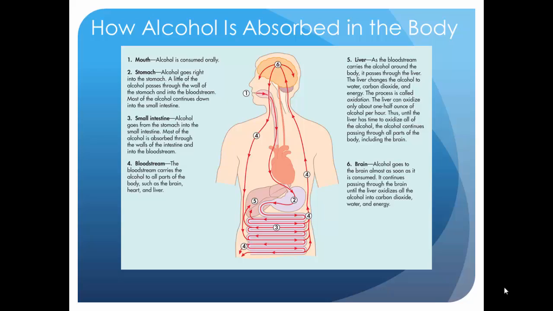A little on alcohol absorption. So first we take it in orally. It goes down the esophagus into the stomach. A little goes from the stomach into the bloodstream, but most of it continues on into the small intestine, where it then goes through the wall of the intestine and into the bloodstream and circulates to the rest of the body, including the brain, heart, and liver. The liver oxidizes alcohol, and again, it does this at a slow and steady rate, but until all the alcohol is oxidized, it continues circulating in your body, including your brain, heart, and liver. So you continue to feel the effects of alcohol until it's completely oxidized.